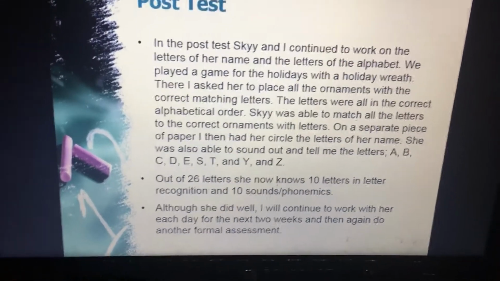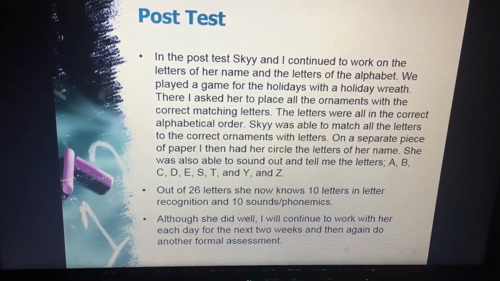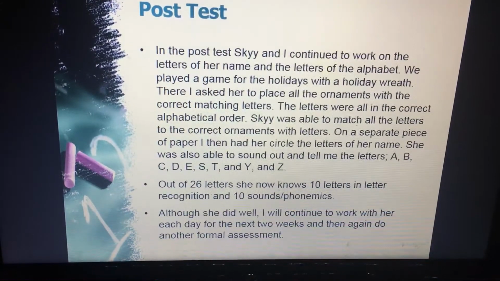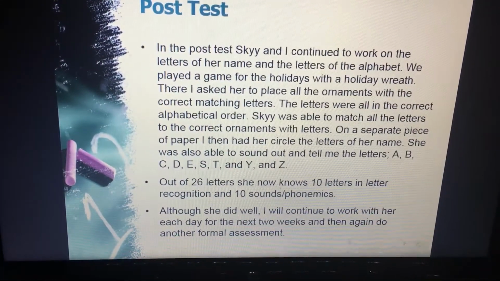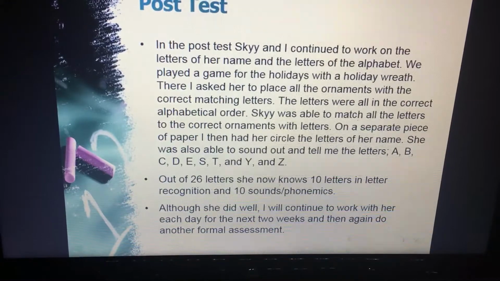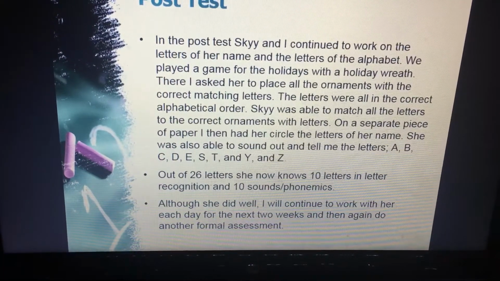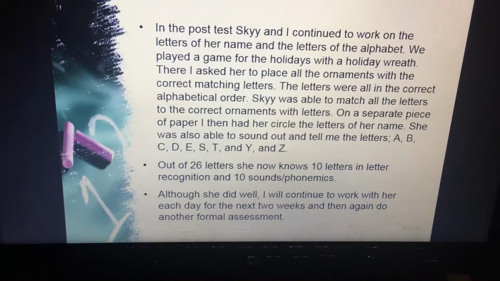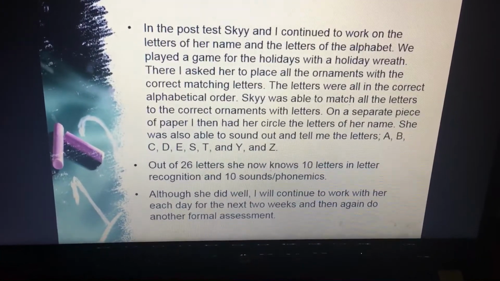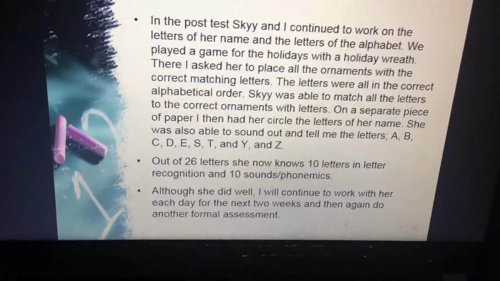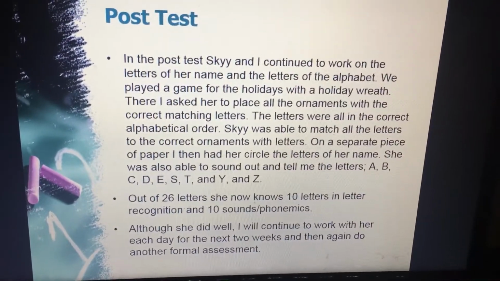On a separate piece of paper, I then asked her to circle the letters of her name, which she was able to do for a few of her letters. She was able to sound out and tell me the letters A, B, C, D, E, S, T, Y, and Z. Although she did well, I did continue to work with her. I did notice that she needed help remembering the letter K, which is also in her name.